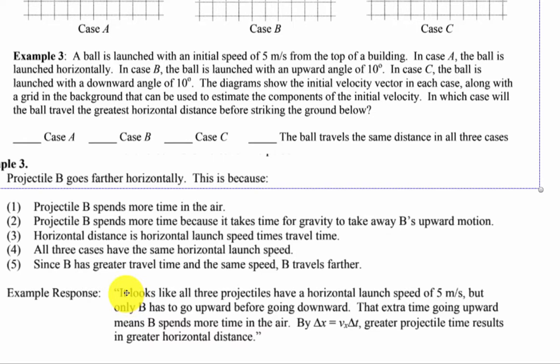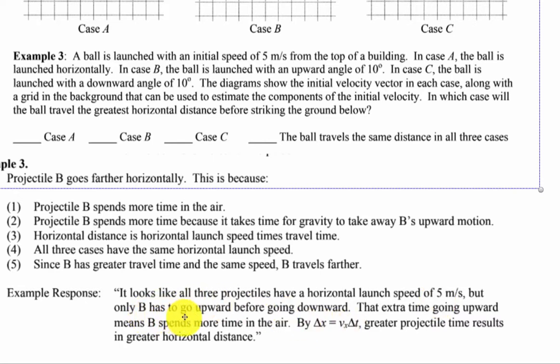Sometimes the paragraph length responses will have to be longer than this, but this hits all the criteria. I would just add one thing to this and start off by saying projectile B goes farther horizontally, because that would be just a point on the AP test. So here it says it looks like all three projectiles have a horizontal launch speed of 5 meters a second. That would be citing information from the problem.